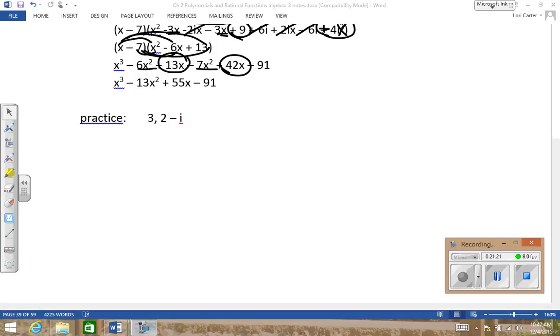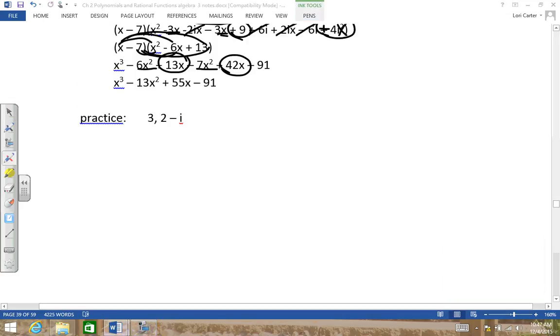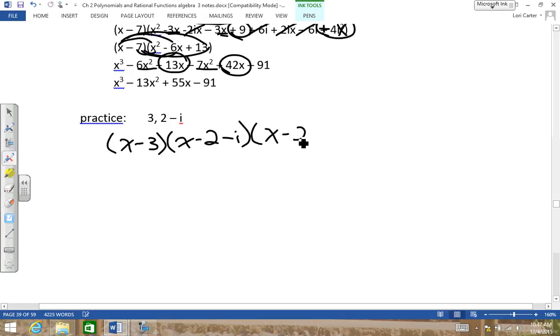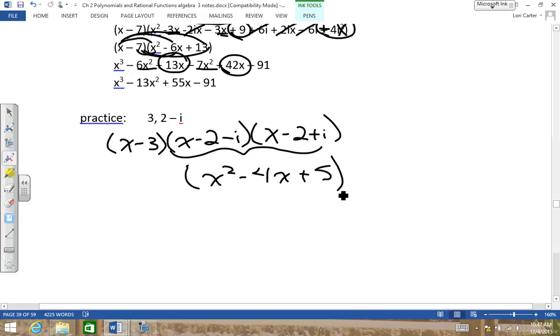Let's see what Aaron did. We have x minus 3, x minus 2 minus i, x minus 2 plus i. Okay, when you FOILed that, you should have had x squared minus 4x plus 5. Yes? No doubt. Okay, so this together is x squared minus 4x plus 5. Can be done with no work.